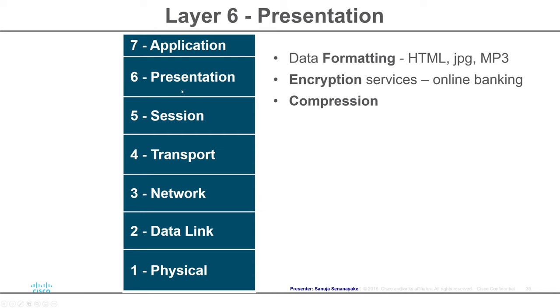Next, we're going to look at the presentation layer, which is used for data formatting such as HTML, JPEG, or MP3. So if you visit my website and then you visit cbc.ca or canada.ca, they're all using the same HTML data formatting, which is standardized in the presentation layer. It uses encryption services for online banking, for example, like HTTPS and secure shells. And it uses data compression.